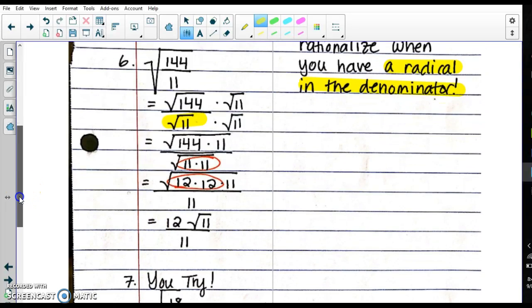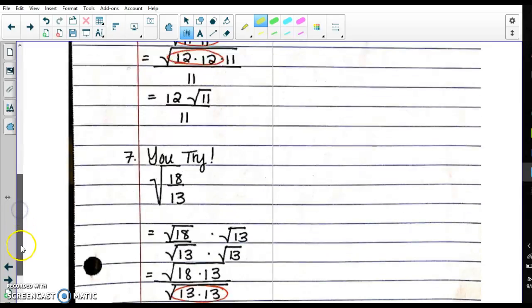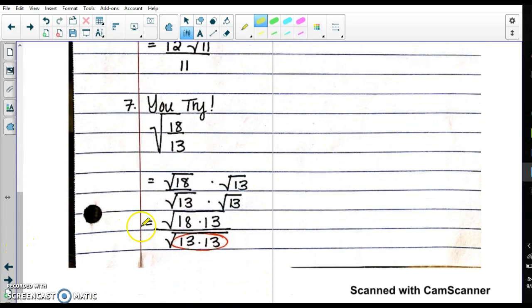Okay. Here is another you try. So you guys can pause the video here and try to work that out on your own. Okay, so once you break it down, you have square root of 13 in the denominator, so you have to rationalize. So multiply everything by the square root of 13.